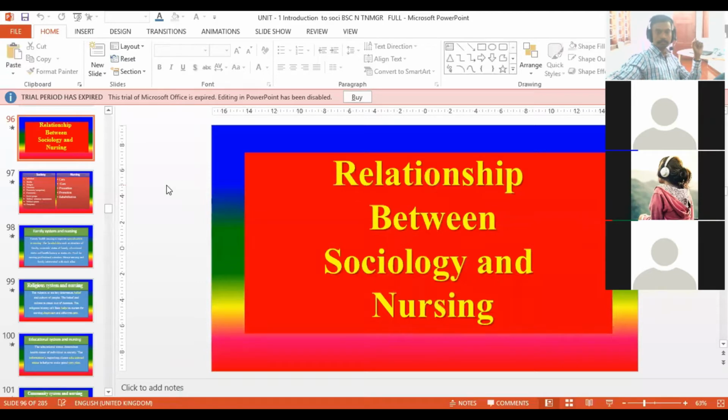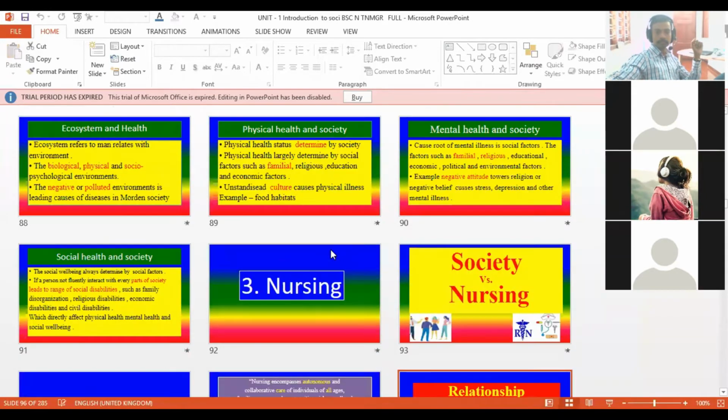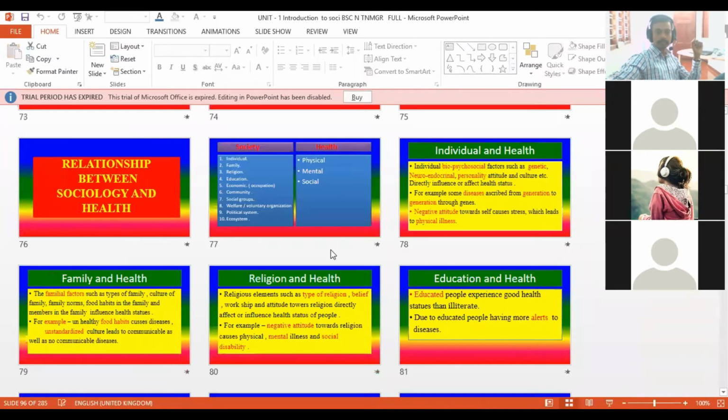In the previous class we learned about the relation between health and society. Each social component is directly linked with the health status of people.